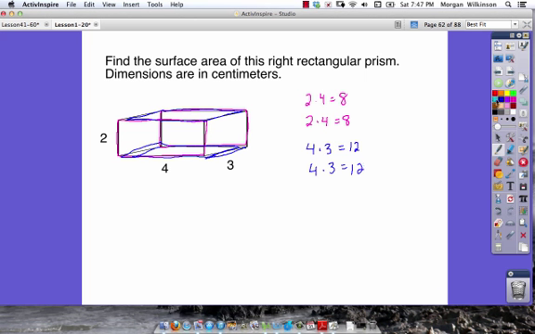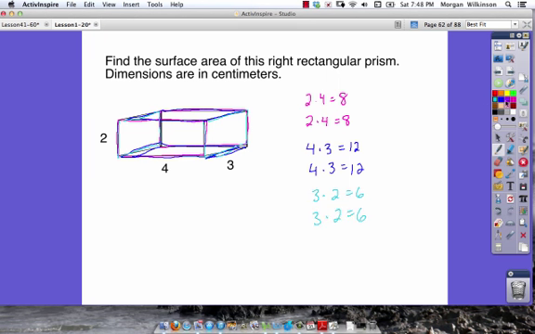Now we only have the sides left. The sides are right here. Here's one side. Here's the other side. And we know that the sides are going to have the same area as well. We can see that the length is 3, and the width is going to be up and down, that's 2. So 3 times 2 is equal to 6. We have that twice. The 3 times 2 is equal to 6.